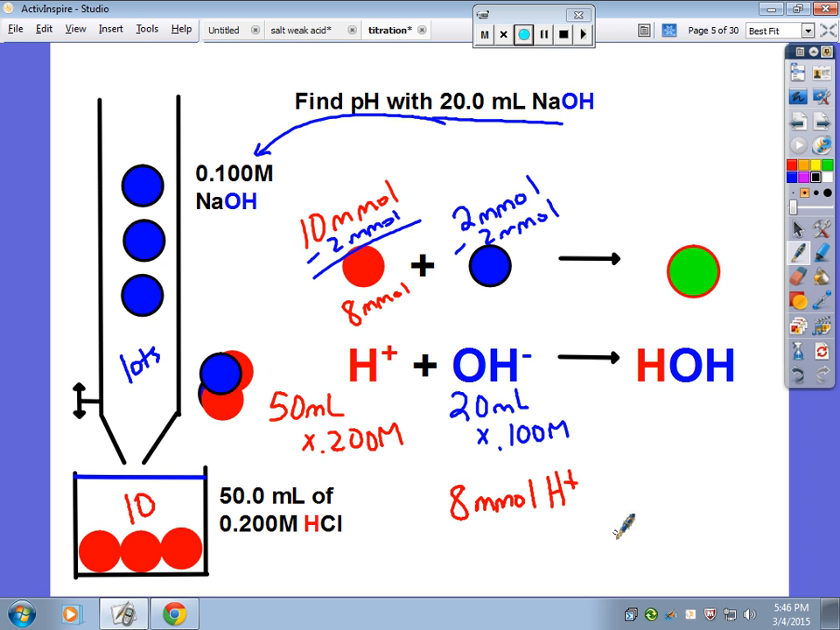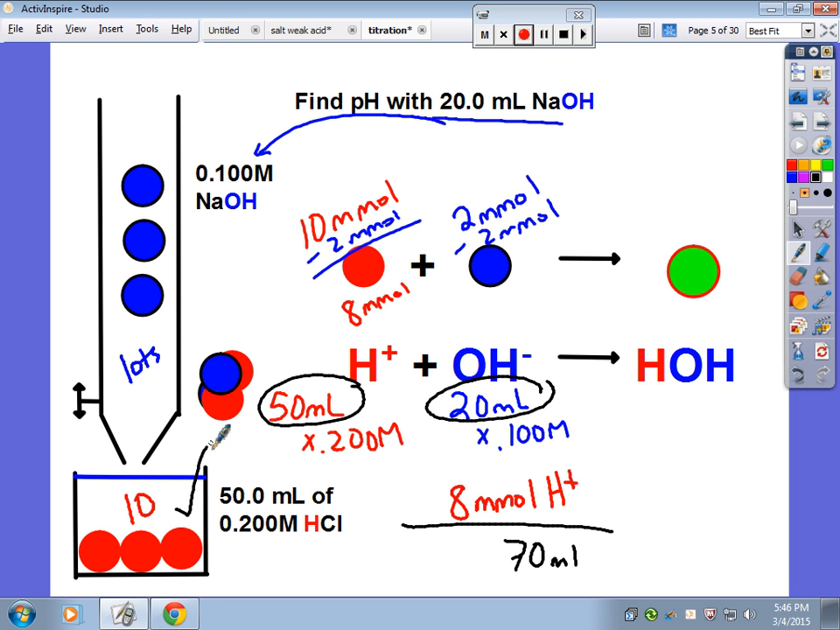What's my new volume? Well, what did you do? You added 20 milliliters to 50 milliliters, so your new volume is 70. And that's water now, isn't it? Water and some hydrogen ions floating around. But I have more water in it, don't I? I have more water because every time a red circle hits a blue circle, it makes water. So this solution down here is becoming more and more dilute, and it's also having fewer and fewer hydrogen ions as they're getting used up. My new molarity is 0.11 molar, and that's 0.11 molar of my hydrogen ions.